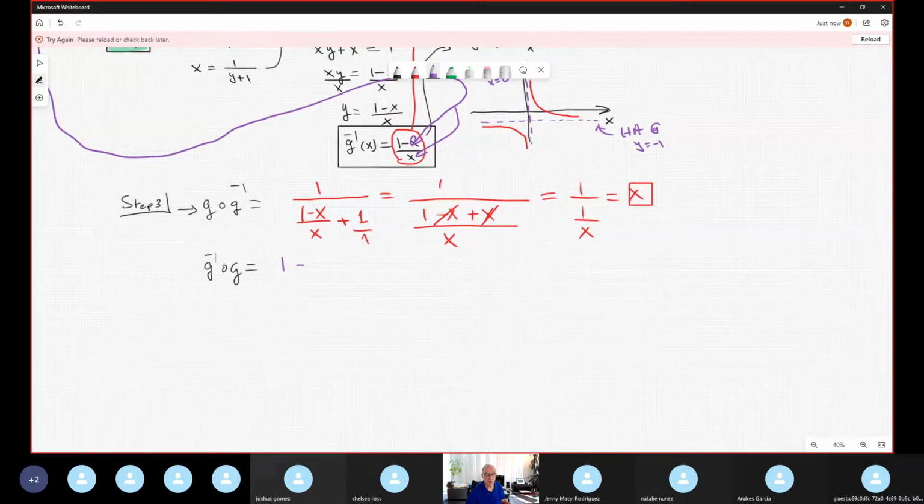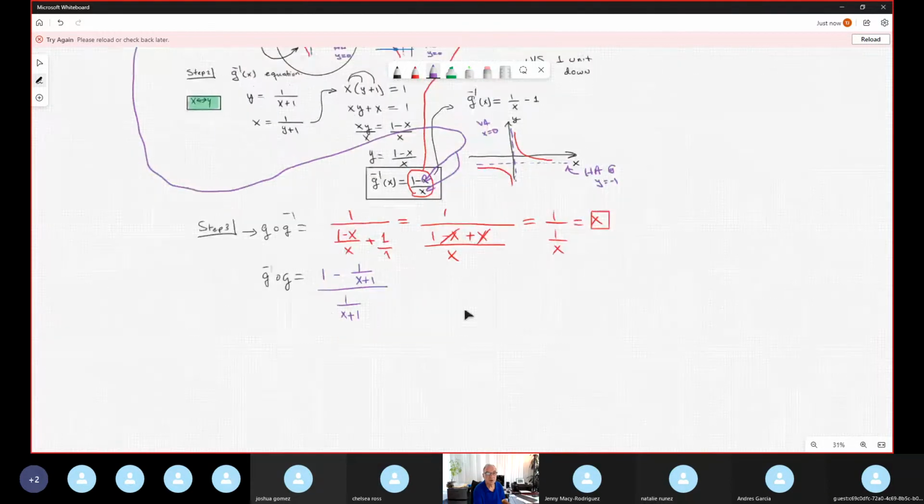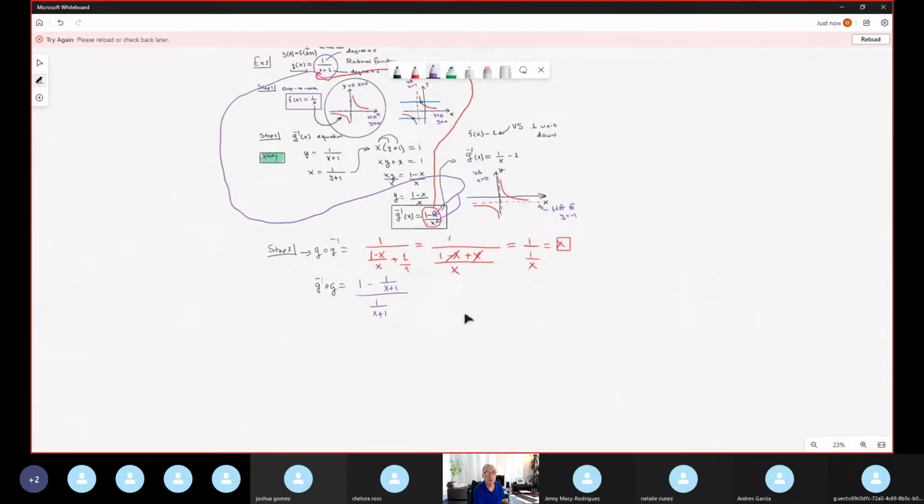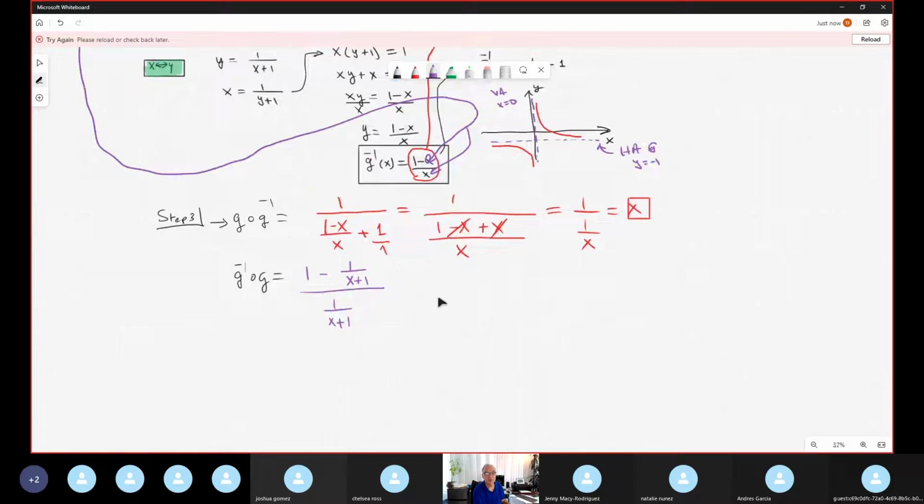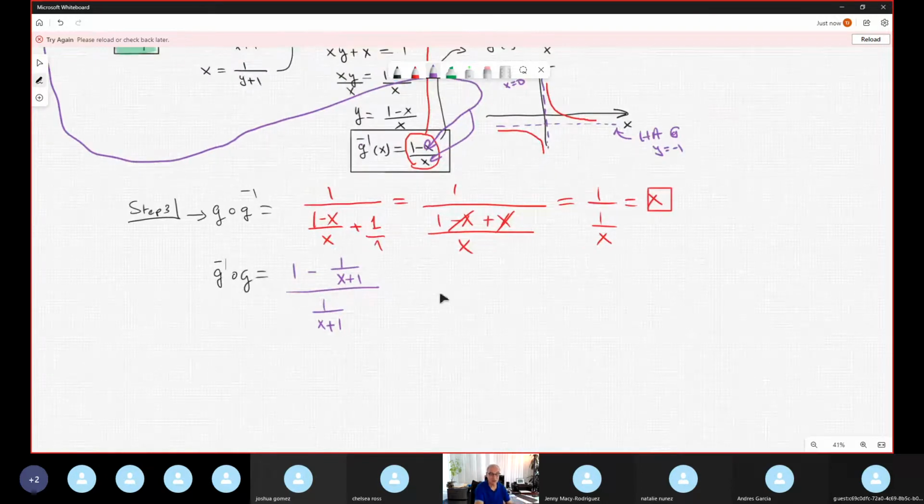1 minus 1 over x plus 1, divided by 1 over x plus 1. Let me see if I did well or no. Yeah, x plus 1. So you replace x for the entire g, which is 1 plus x. Okay, algebra now.